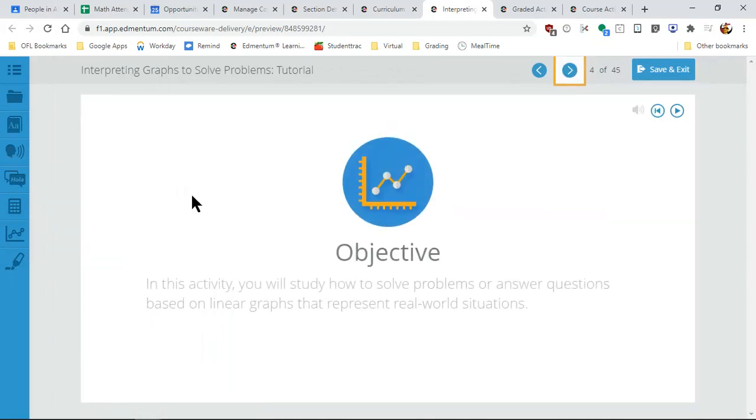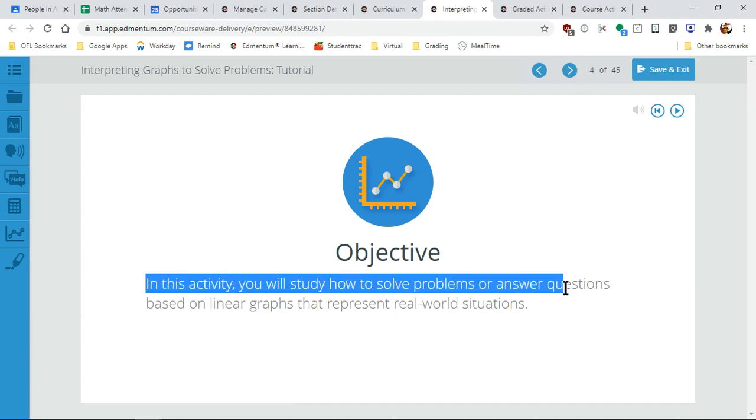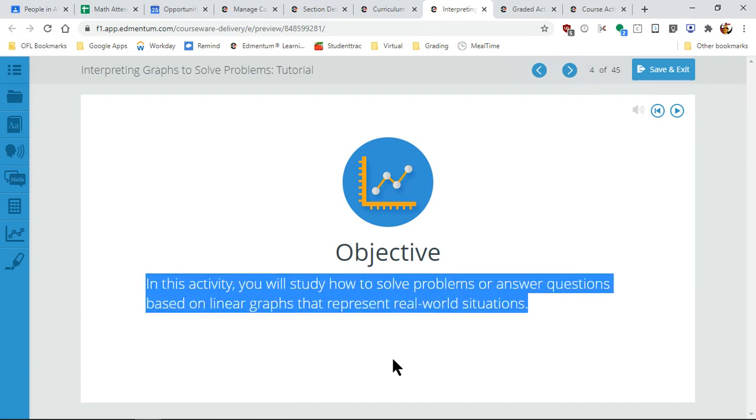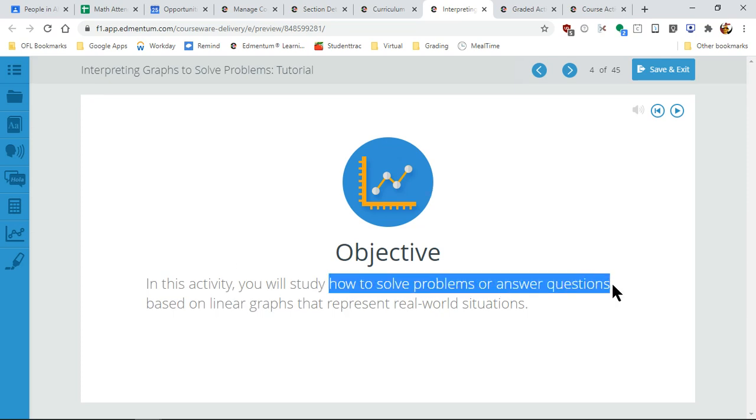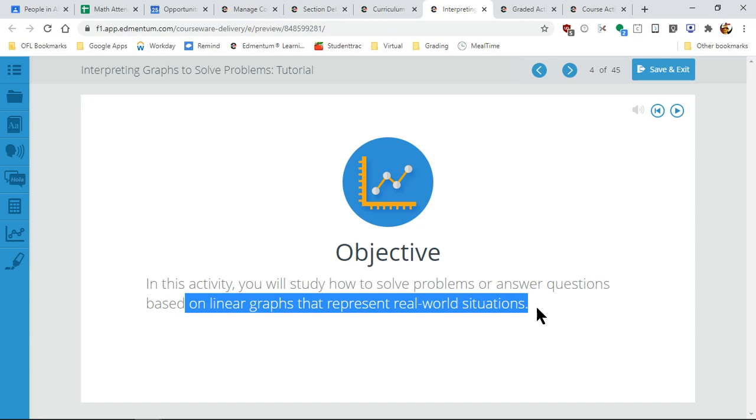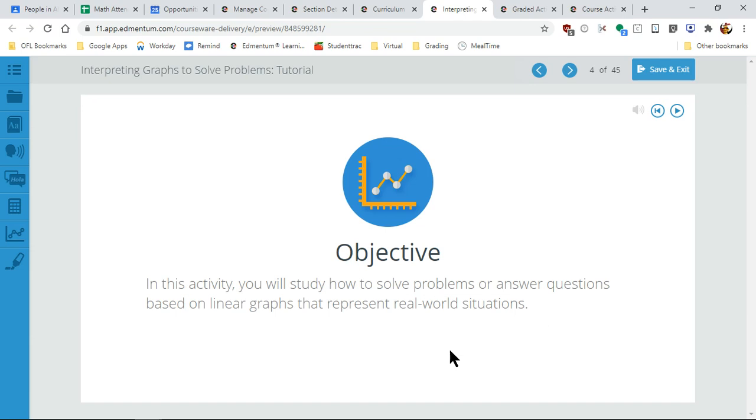We're going to discuss it more in detail. So right now, as I always recommend you guys do, look at this and understand what the objective for the lesson is. So in this activity, we want to study how to solve problems or answer questions based off graphs. So we're going to learn about how to use graphs in the real world.